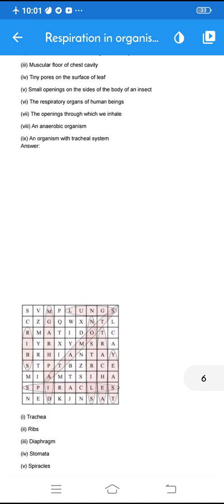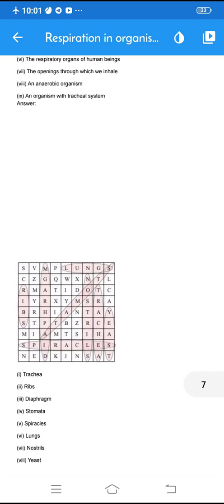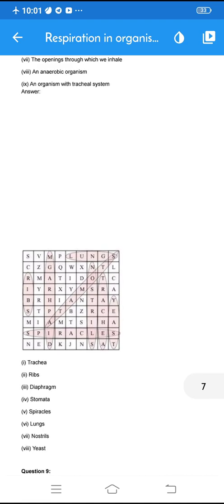Okay, the next fifth one, small openings on the sides of the body of an insect, we call it as spiracles. See, from left to right it is there. Spiracles, we call them small openings which are present on the sides of the body of an insect. And sixth one is the respiratory organs in the human beings, it is nothing but lungs. Okay, so lungs are the respiratory organs, from left to right it is there.